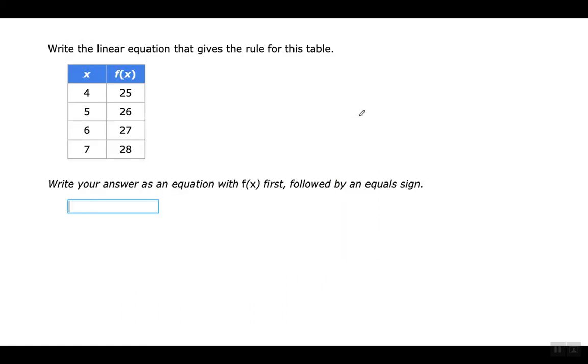All right, let's look at our first example. Before we even look at this, let's look at the instructions. It says, write the linear equation that gives the rule for this table. Write your answer as an equation with f of x first, followed by an equals sign. I think it should be an equal sign, not equals, but whatever. That's how they wrote it. So your answer has to be in this form: f of x equals a number x plus the y-intercept.